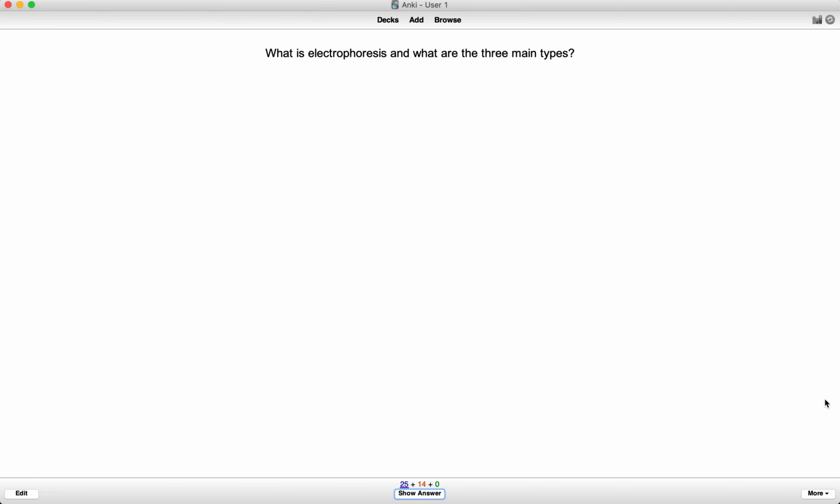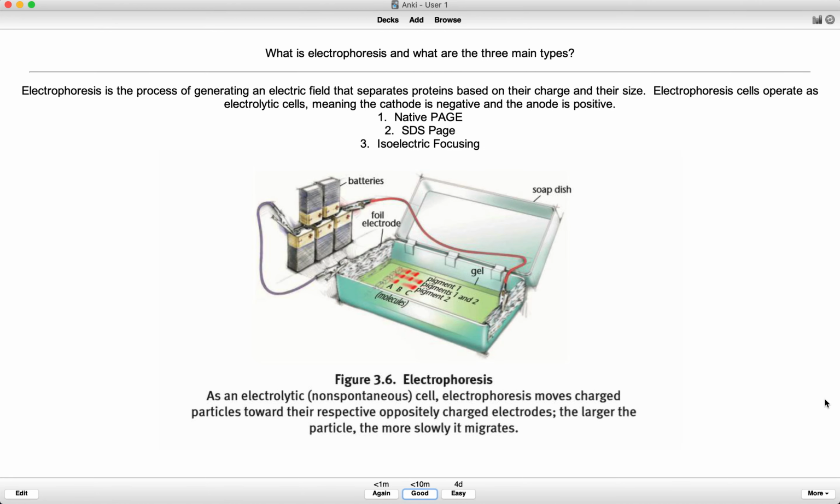We have SDS-PAGE, native PAGE, and isoelectric focusing. It's the process of generating an electric field that separates proteins based on their charge and size. Cathodes are negative, anodes are positive.